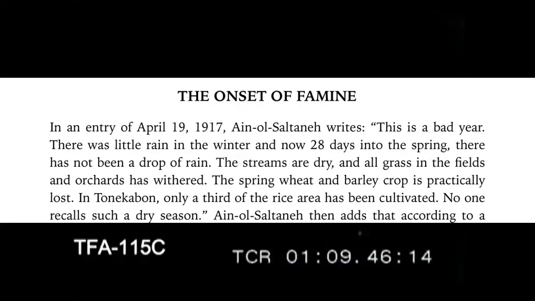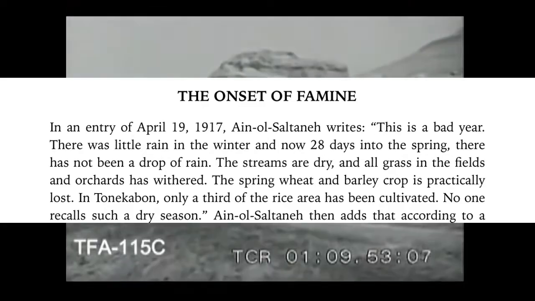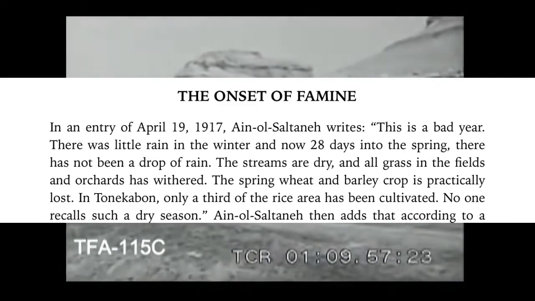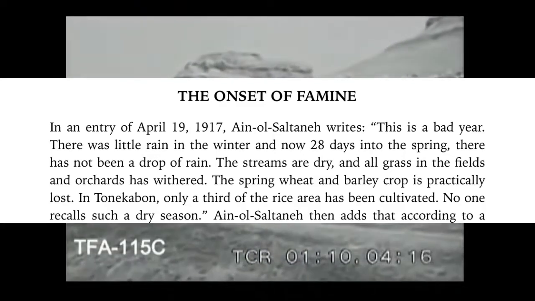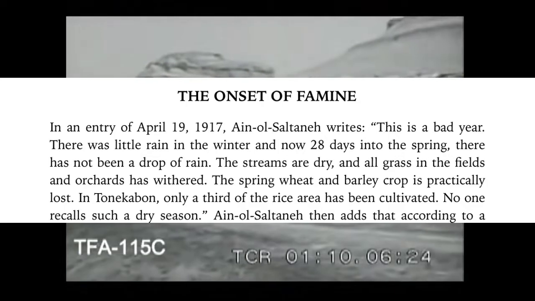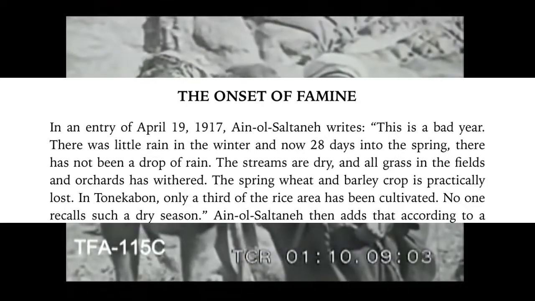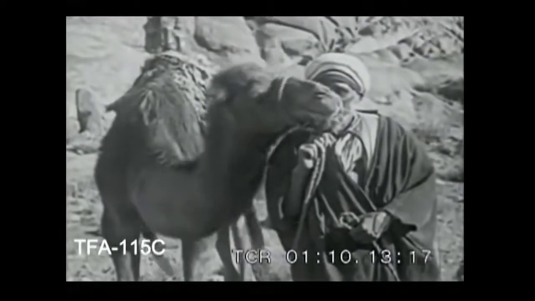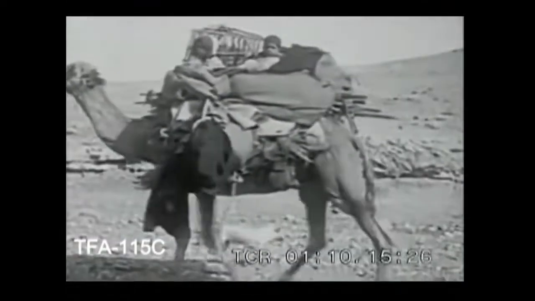In an entry of April 19, 1917, Ain al-Sultanah writes, "This is a bad year. There was little rain in the winter, and now 28 days into the spring, there has not been a drop of rain. The streams are dry, and all grass in the fields and orchards has withered. The spring wheat and barley crop is practically lost. And in Tokeban, only a third of the rice area has been cultivated. No one recalls such a dry season." This terrible weather, combined with the ongoing conflict and bad government response, would lead to thousands and thousands of deaths.